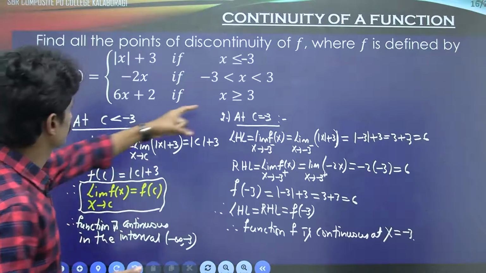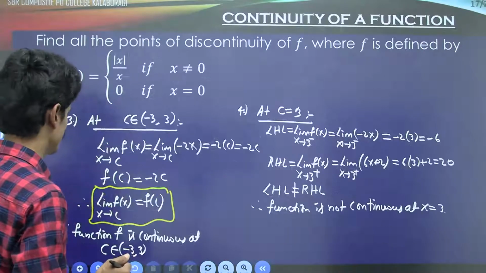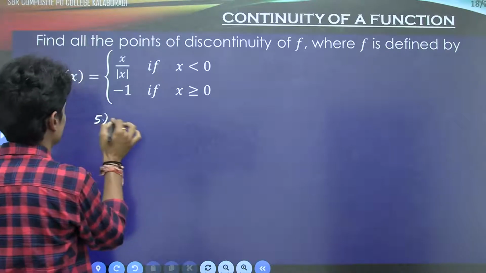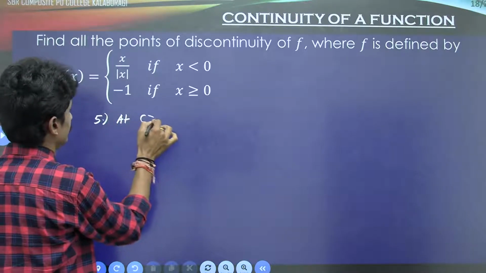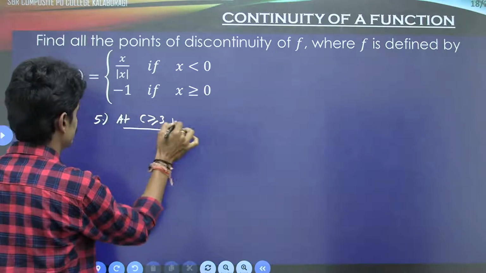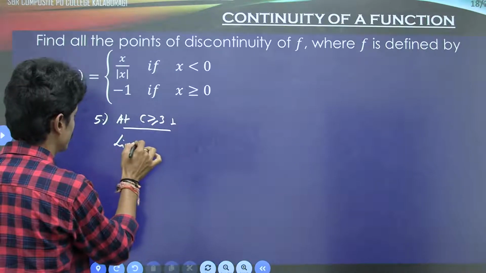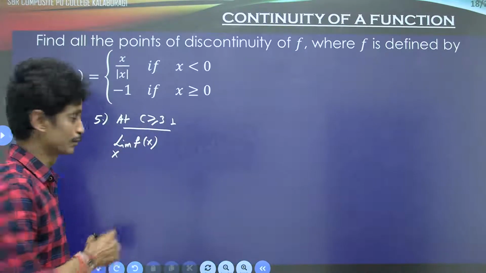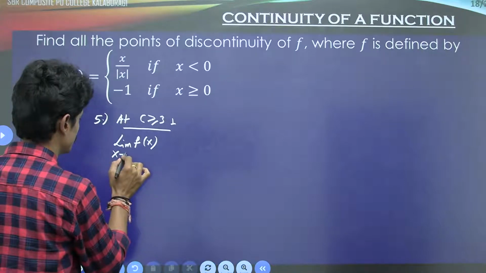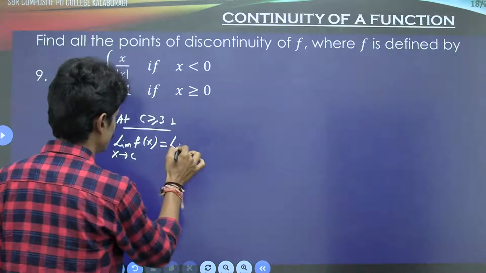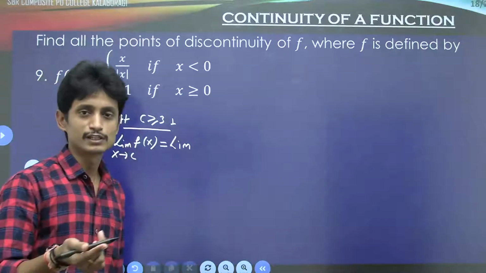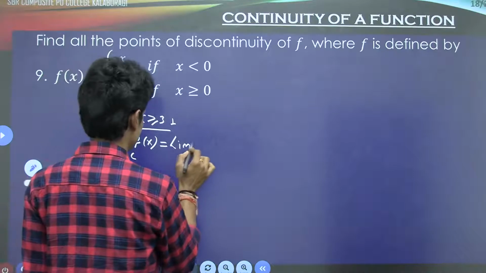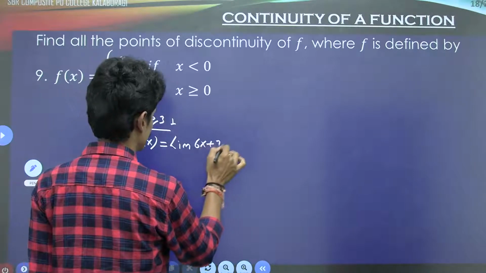Next, the third case, greater than 3. Up to 3 we have reached. Next we should go for greater than 3. The last case, that is the fifth case, c will be greater than or equal to 3. Here there is no need to take the left limit and right limit. The first definition is enough because there is no splitting in the input. Limit of f of x as x tending to c, where c means any one value from 3 to infinity. Limit of f of x is how much? 6x plus 2. Check it.